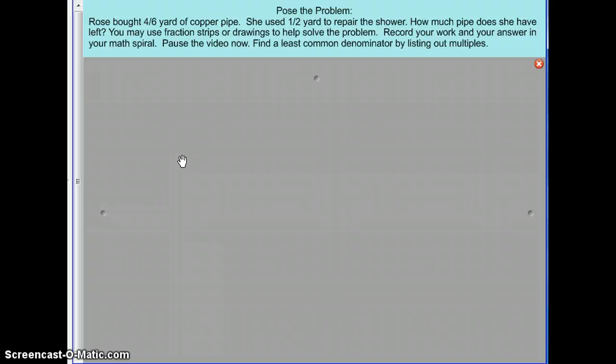Pose the problem. Rose bought 4/6 yards of copper pipe. She used 1/2 yard to repair the shower. How much pipe does she have left? You may use fraction strips or drawings to help solve the problem. Record your work and your answer in your math spiral. Pause the video now. Don't forget, find a least common denominator by listing out multiples.